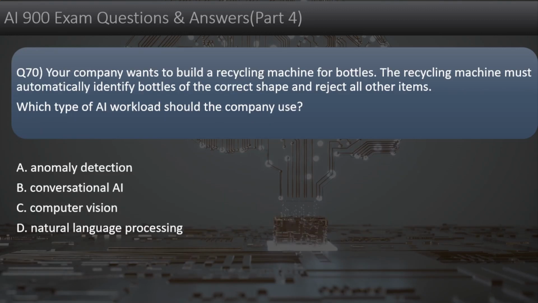Question 70. Your company wants to build a recycling machine for bottles. The recycling machine must automatically identify bottles of the correct shape and reject all other items. Which type of AI workload should the company use? Options: A. Anomaly detection, B. Conversational AI, C. Computer vision, D. Natural language processing. The correct answer is option C, computer vision.